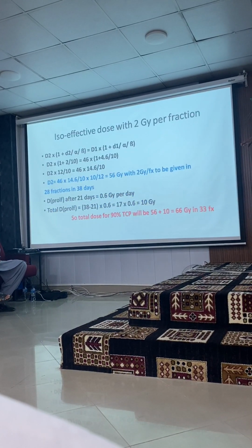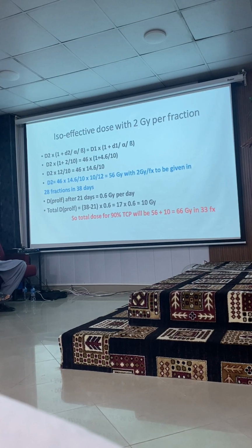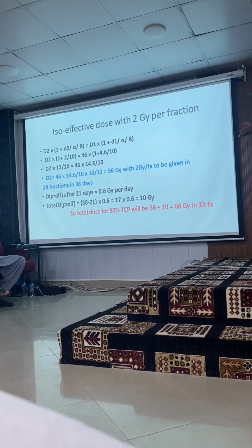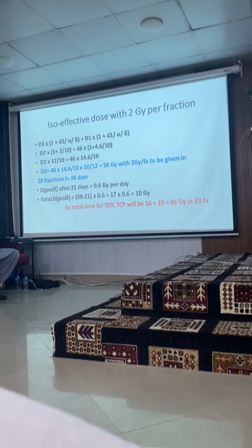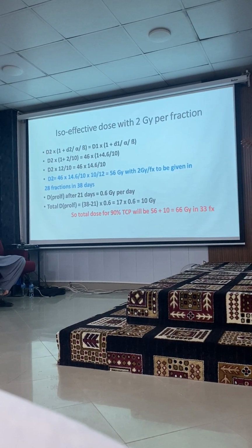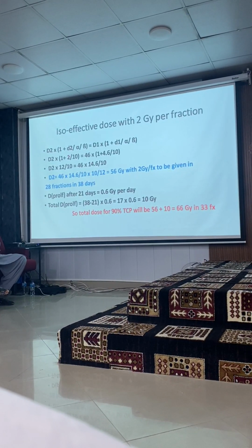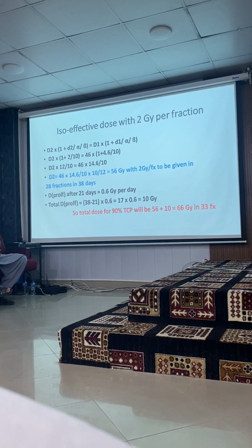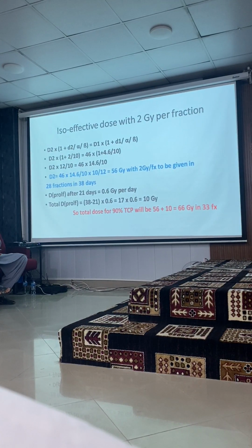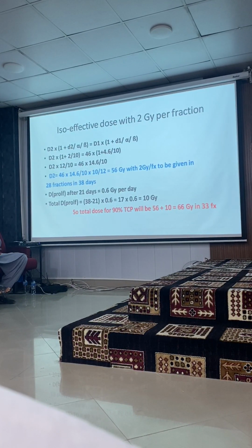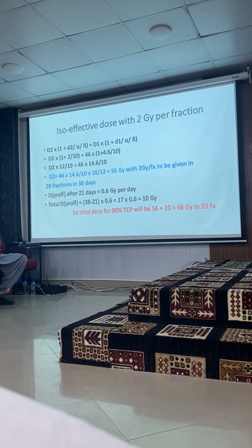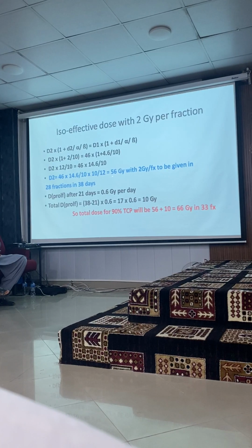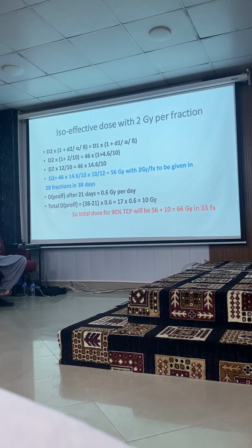all these. So the isoeffective dose with 2 gray, or the EQD2, will be calculated. Putting in the values, D2 is the dose we want to calculate, and d2 is the 2 gray per fraction. These are the values: alpha beta for the tumor is 10, 4.6 gray per fraction, total dose 46 gray, and we come up with 56 gray with 2 gray fractions to be given in 28 fractions in 38 days.